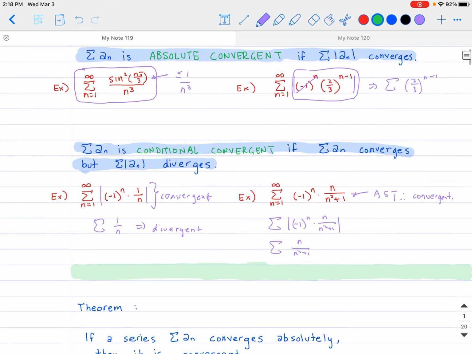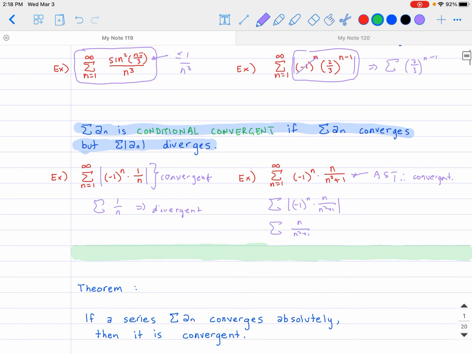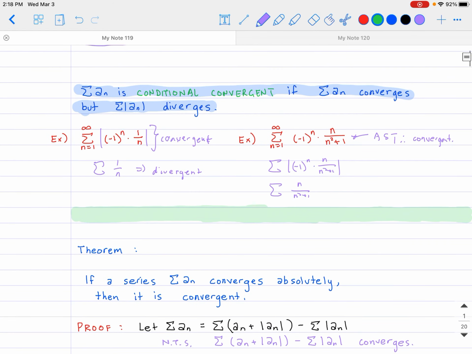Now, the question is, okay, well, why do we need all of these convergence, and why do we need all of these absolute convergence all of a sudden, and also conditional convergence all of a sudden? Well, that is actually what leads into this theorem over here. It turns out that if you have a series that is absolutely convergent, then it is technically convergent.